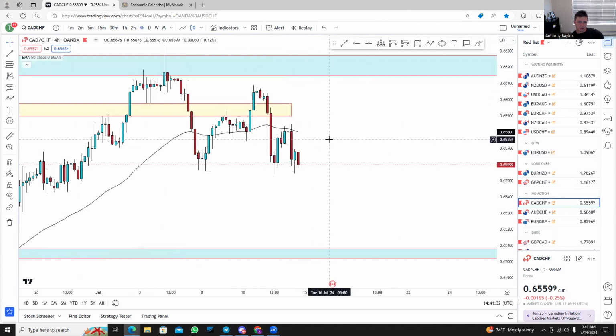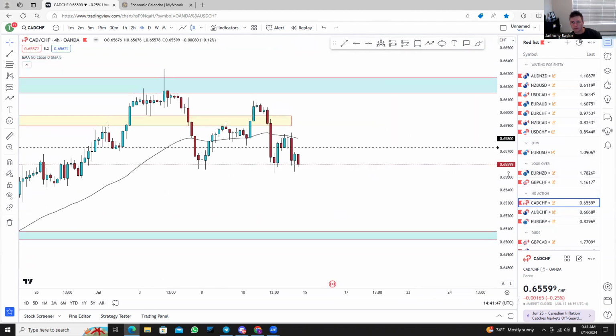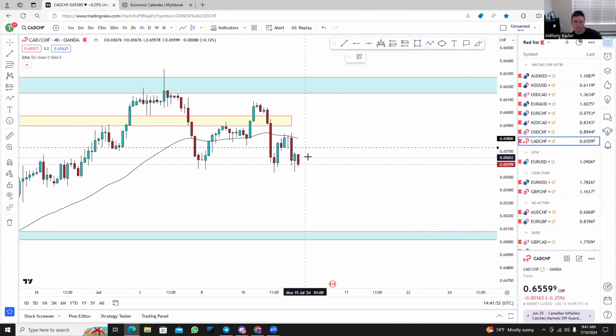Unless it comes back and potentially retests here. If it comes back around that range, I will be looking for an entry. I want to see it come back, retest, and I'll take it out of the 4 hour.